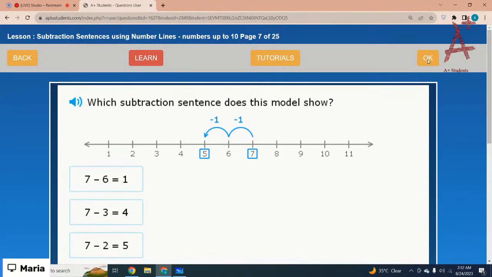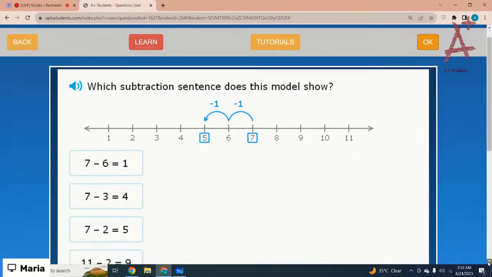Which subtraction sentence does this model show? So which is the correct option? You started with 7, you go back 2, right? 1, 2, and you ended with 5. That means 7 take away 2 equals 5. That means option number C is the correct option.